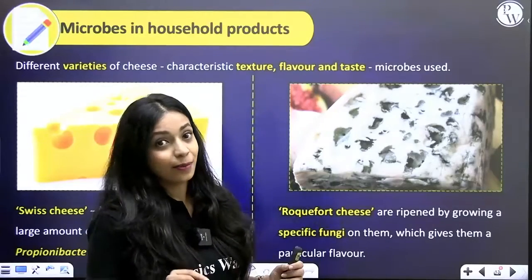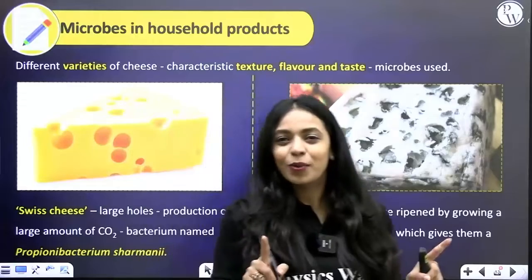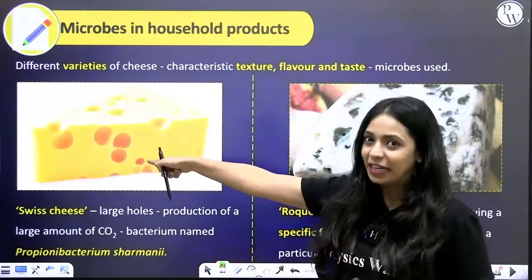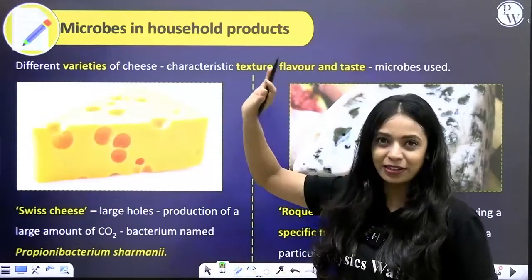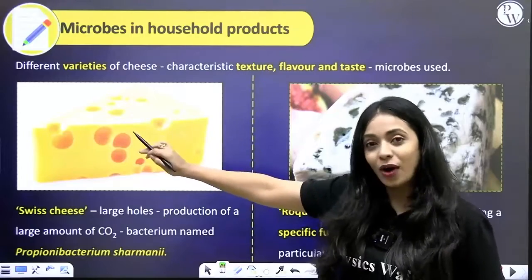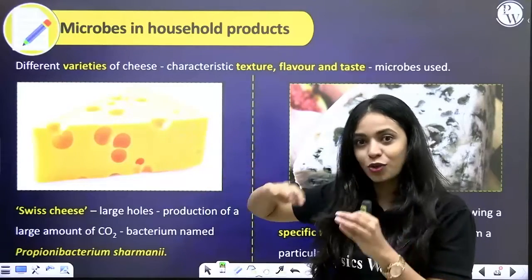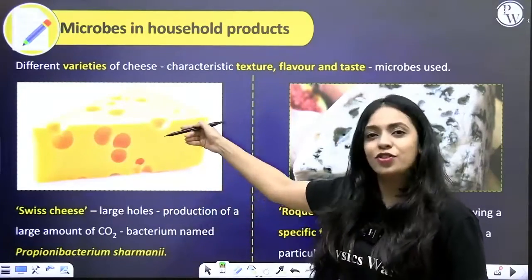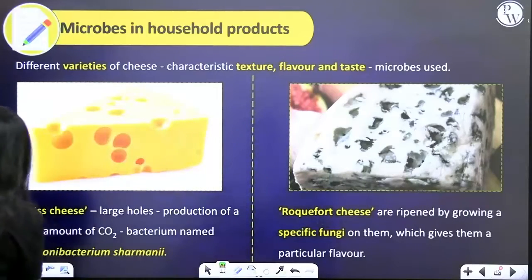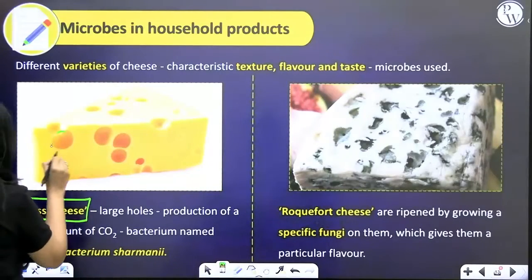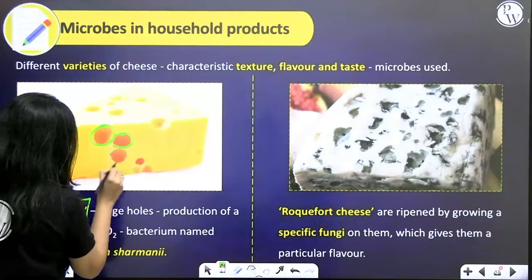One type of cheese that I'm very familiar with is this kind of cheese, not because I've eaten it, but because I've seen it like 100 million times in Tom and Jerry. You know how Tom always uses this kind of cheese to trap Jerry, right? This kind of cheese is called Swiss cheese, and the characteristic feature of Swiss cheese is the presence of these super huge holes within them.